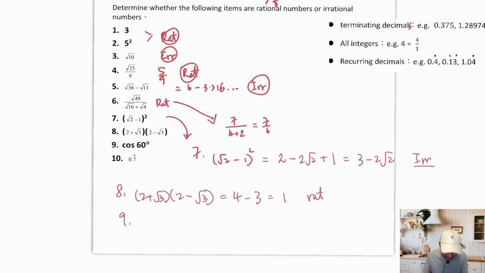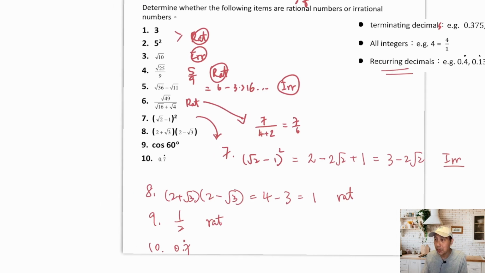Number 9. Cosine 60 degree. It is a special angle. I hope you remember this value is equal to 1 over 2. So it is a rational number. The last one, 0.7 with a dot. Because it is a recurrent decimal, it is a rational number.